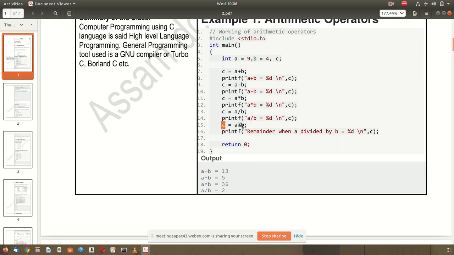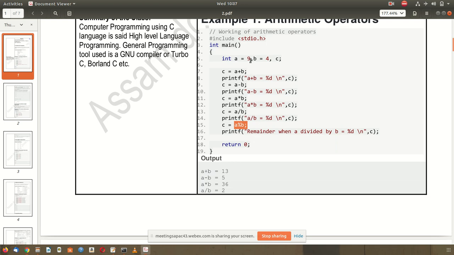C can be A percentage B, which means modulo division. Modulo division means when you divide a number, the remainder is the answer. Generally, when you divide 10 by 2, the answer is 5. With modulo division, the answer is 0. Why 0? Because of the remainder: 5 into 2 is 10, 10 minus 10, remainder is 0. So when you write A percentage B, the answer will be 0.